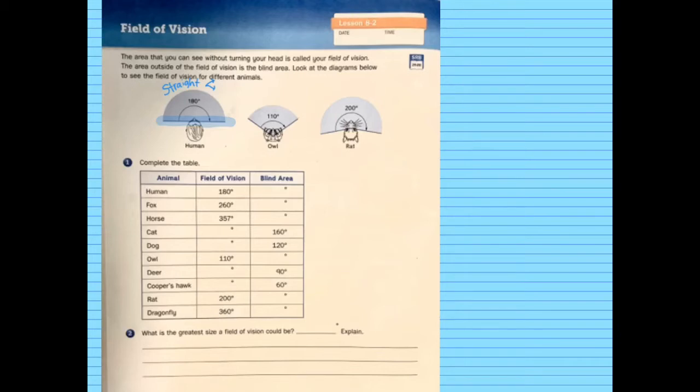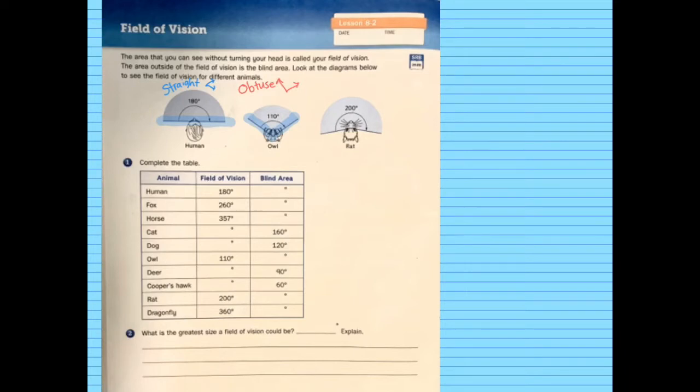Did you know that owls only have about a 110-degree field of vision? Look at the angle shape that makes. Anybody know what kind of angle that would be? Good, obtuse. That is an obtuse angle. It's greater than 90 degrees.